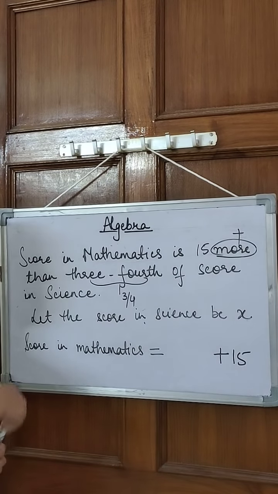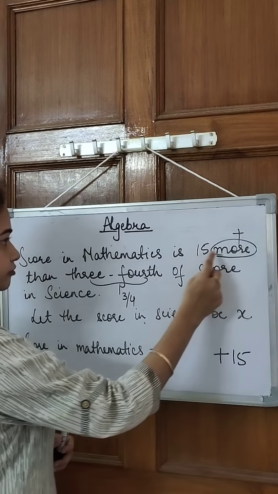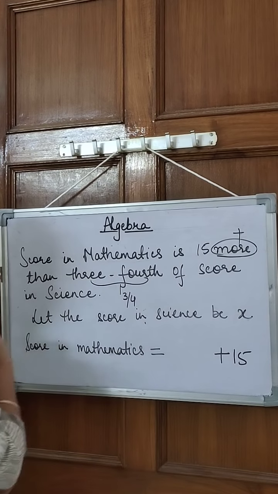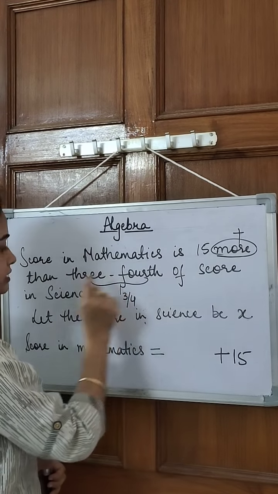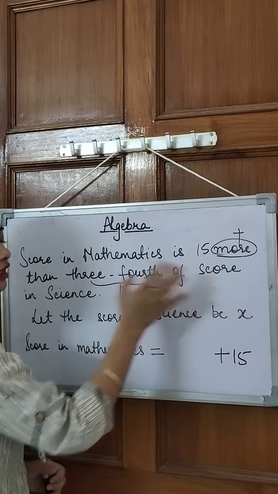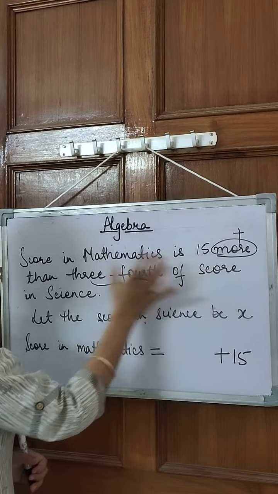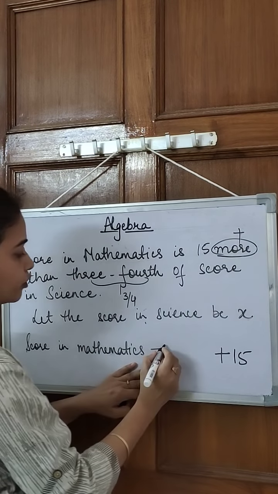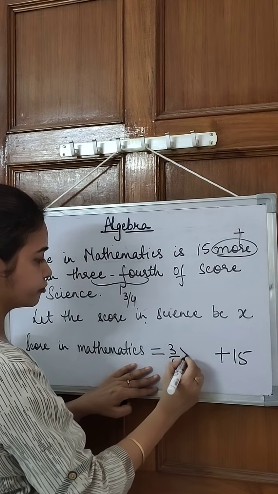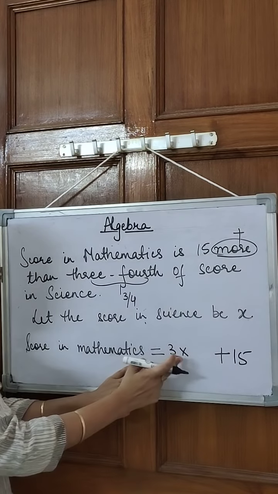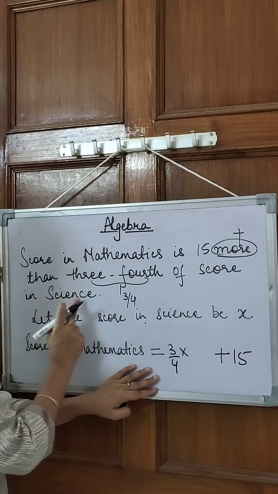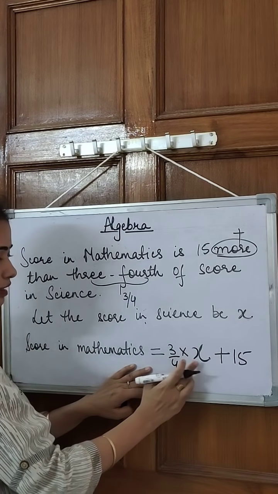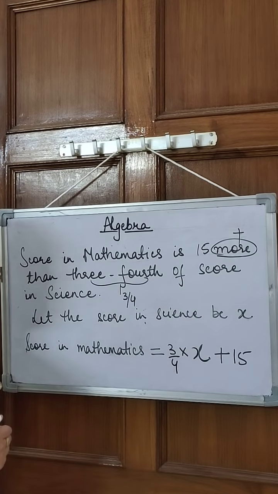Yes, but from what is it 15 more? 15 more than 3/4 of score in science. So whatever is the score in science, 3/4 of it. 3/4 of score in science. So 3/4 of means multiply. So I have written 3/4 of score in science. It is very important that you understand this is multiplication and this is x, variable x.